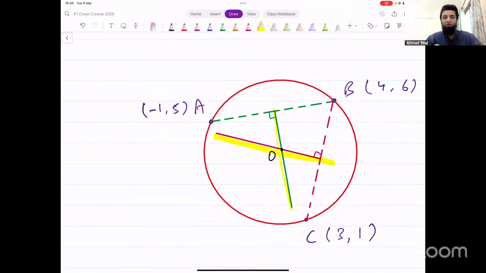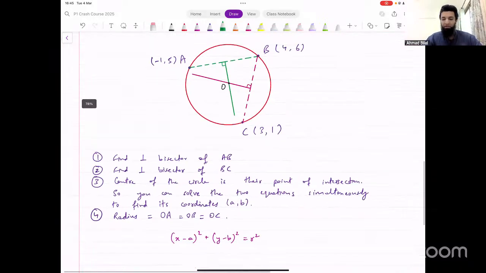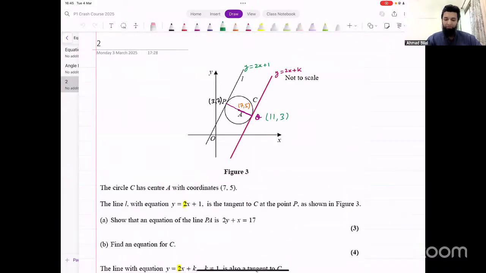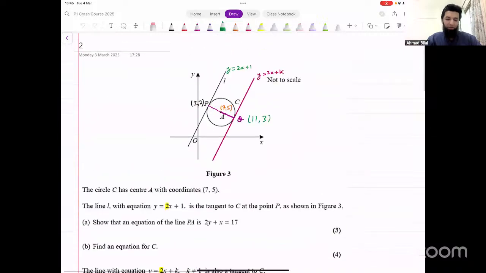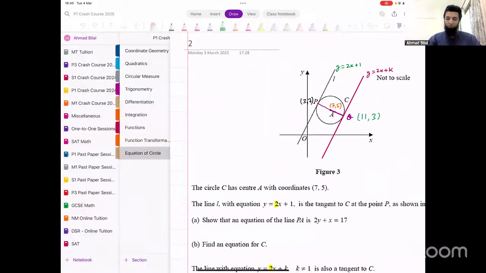And then once you have the center of the circle, you can find the radius by finding the distance of the center from any of the points A, B, or C. And then you can write down the equation. That's what we covered in the last session. Then we attempted one question from the worksheet as well, and that was question number 2. Now, today we want to do some more practice questions.